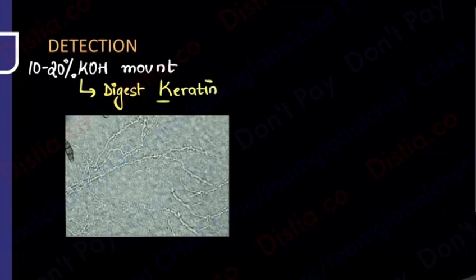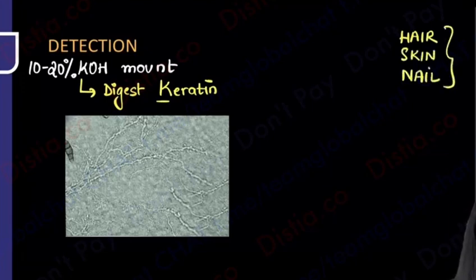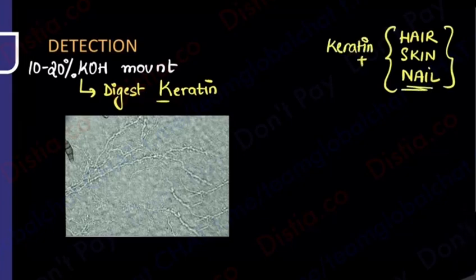Why do I want to digest keratin? What kind of samples am I dealing with? I'm dealing with samples like hair, skin and nail, right? These samples are very, very rich in keratin. Just imagine a nail. A nail is going to be so thick. How can you just put a nail under the microscope and expect that you'll see a fungus growing inside it? No, you'll have to remove all the keratin from the nail. You will have to digest the keratin.